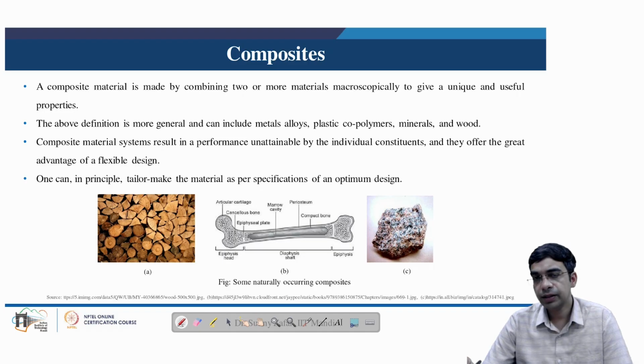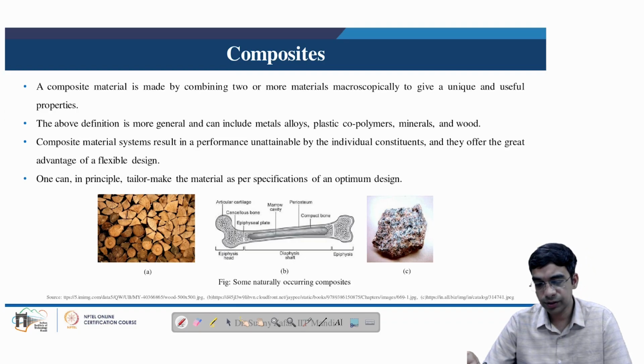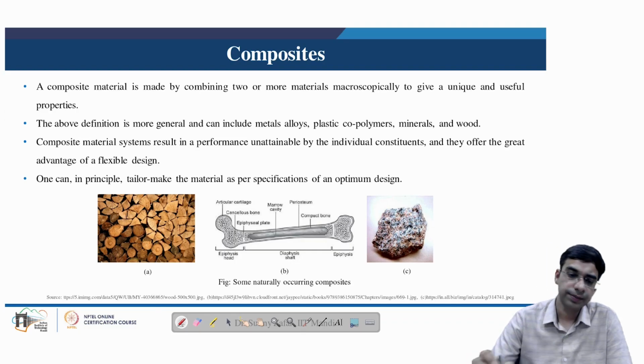So we can say that use of composite materials offers great advantage to flexible design, and in principle it is mentioned that we can tailor the property of composites which are specific to the application. If we see some examples of naturally occurring composites, these include wood, then also the human bone or different types of rocks.